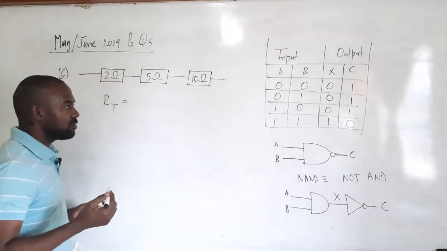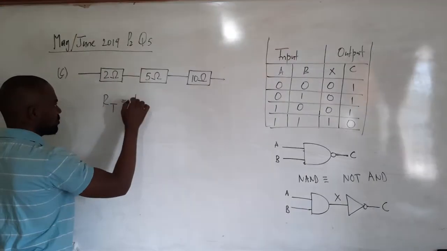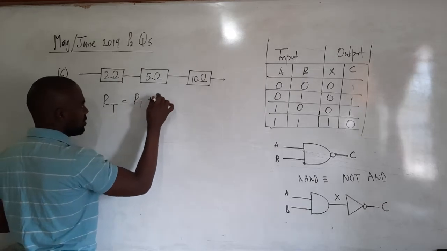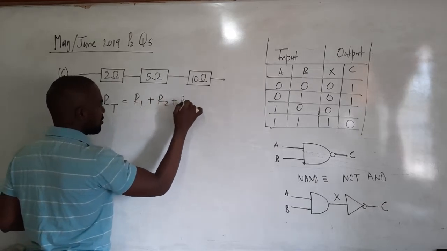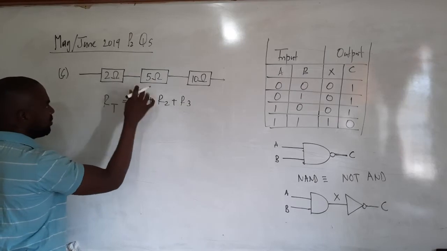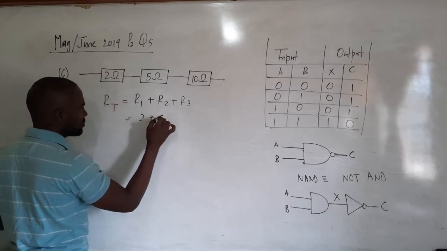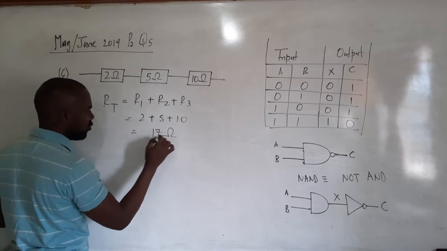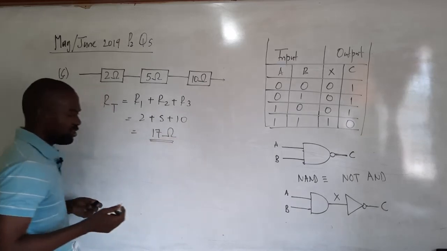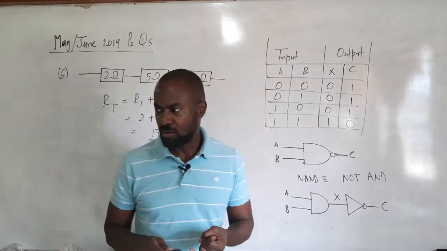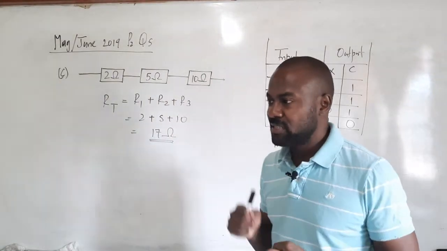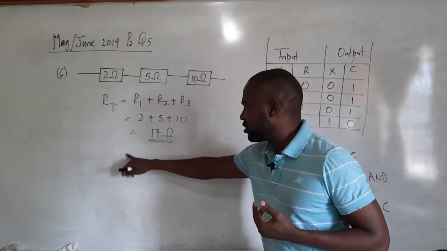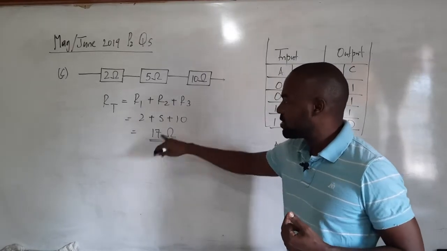So if these individual resistances are, say, R1, R2, and R3, then RT is equal to R1 plus R2 plus R3, which gives us 2 plus 5 plus 10, which of course is equal to 17 ohms, right? So essentially, if you connect a 2 ohm resistor, a 5 ohm resistor, and a 10 ohm resistor in series, essentially what you're doing is creating a 17 ohm resistor, right?